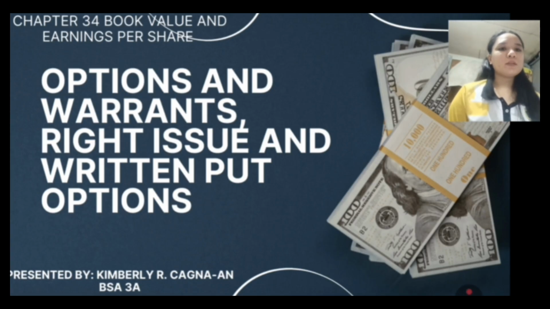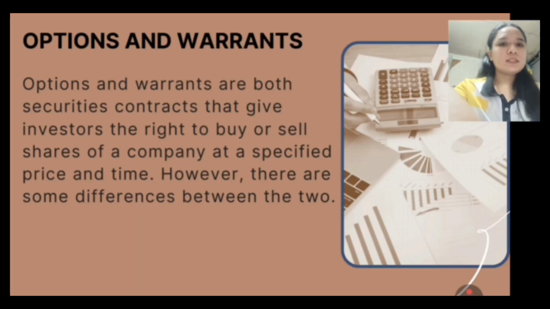So my topic is about the options and warrants, right issue and written put options. First, let us discuss what options and warrants are. Options and warrants are both securities contracts that give investors the right to buy or sell shares of a company at a specified price and time. However, there are some differences between the two.